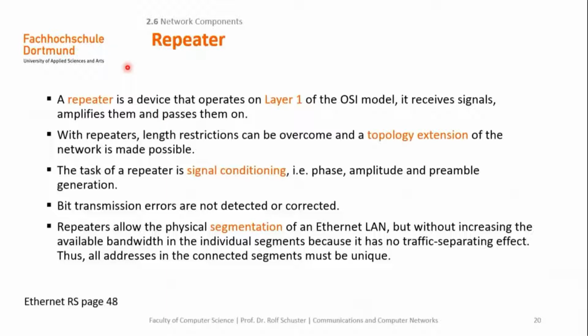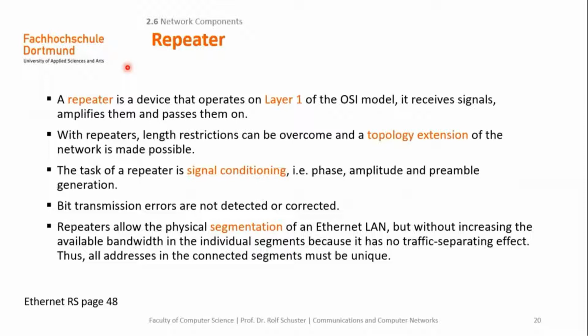A repeater is a device that operates on layer 1 of the OSI reference model. Typically, the repeater receives the digital signal, decodes the bit stream, and with the bit stream encodes a new digital signal that is forwarded, that is transmitted over all the other ports of the repeater, in the case of, for instance, a hub.